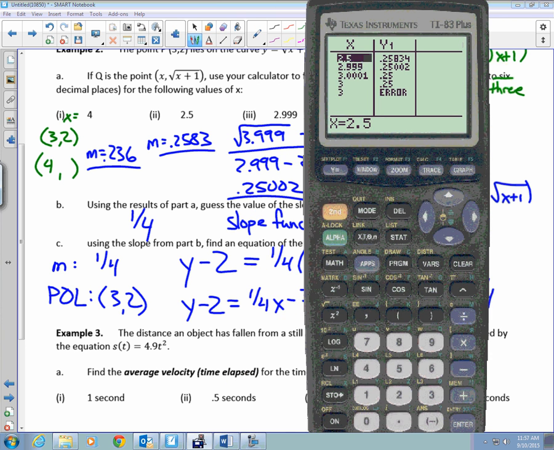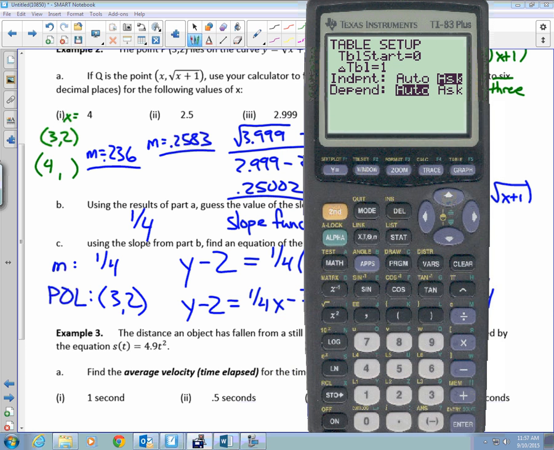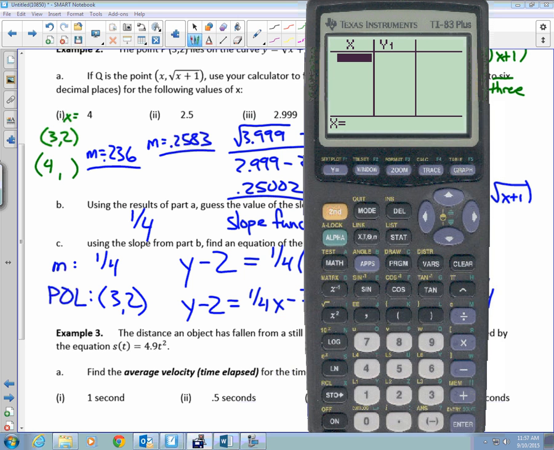And for those of you who maybe don't have this set up right now, again, you go table set, and the independent variable needs to be set to ask. The dependent variable needs to be set to automatic. And once you are sitting there, you can then go to your table, and instead of trying to figure out that the y value is the square root of 5, I just type in 4.